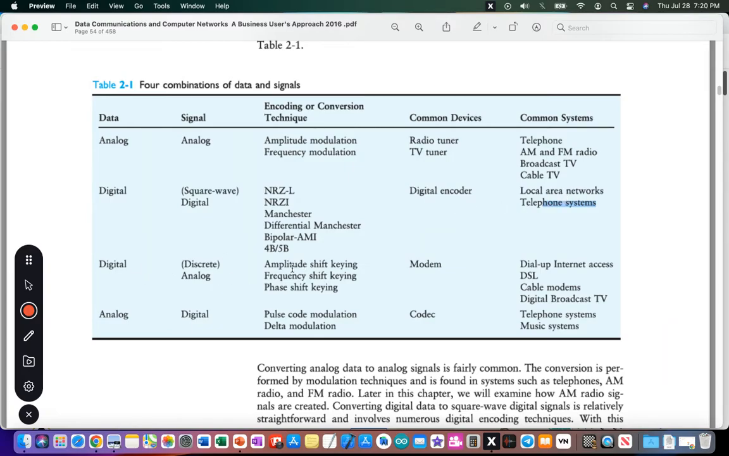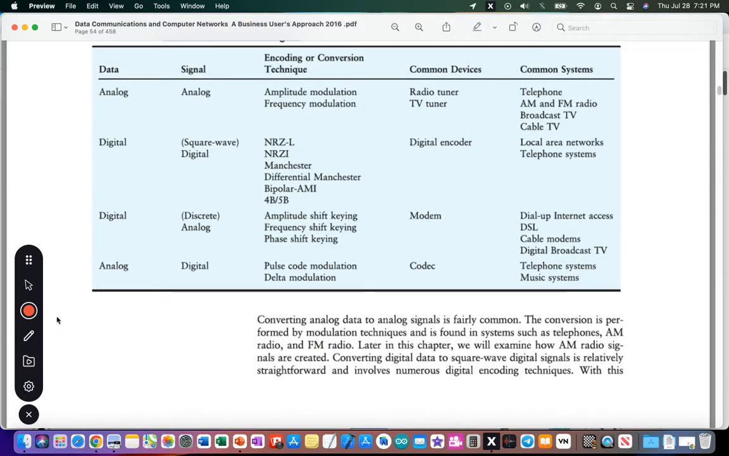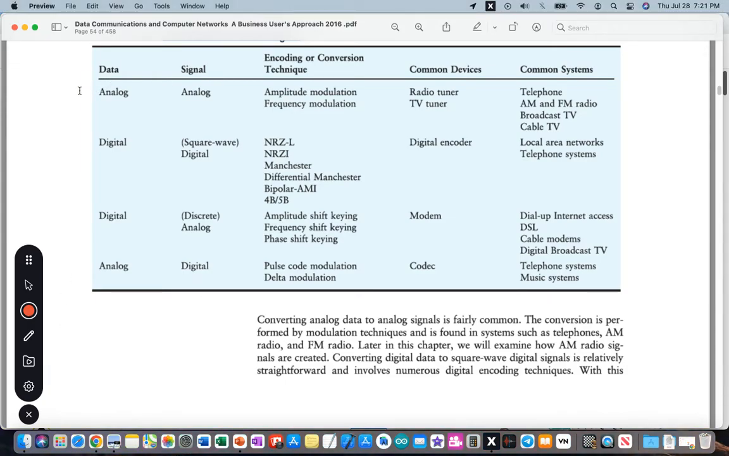And digital to analog is amplitude shift keying, frequency shift keying, and phase shift keying. This is converting digital to analog. And analog to digital is pulse code modulation, PCM, and delta modulation. This is in telephone systems and music systems. And digital to analog is in dial-up, DSL, cable modems, or TV broadcasts. Four combinations of data and signals. Either data or a signal can be analog or digital, and that gives four different combinations.